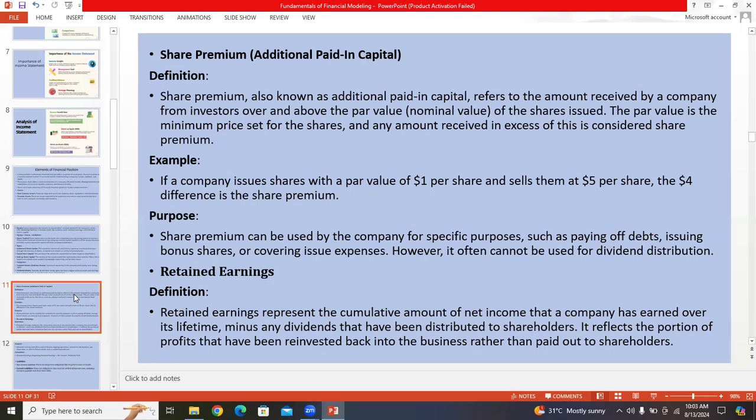For this, you should have a brief knowledge of IAS 1 as well. By the way, IAS 1 is now changing towards IFRS 18. Next, we are going to see the retained earnings.